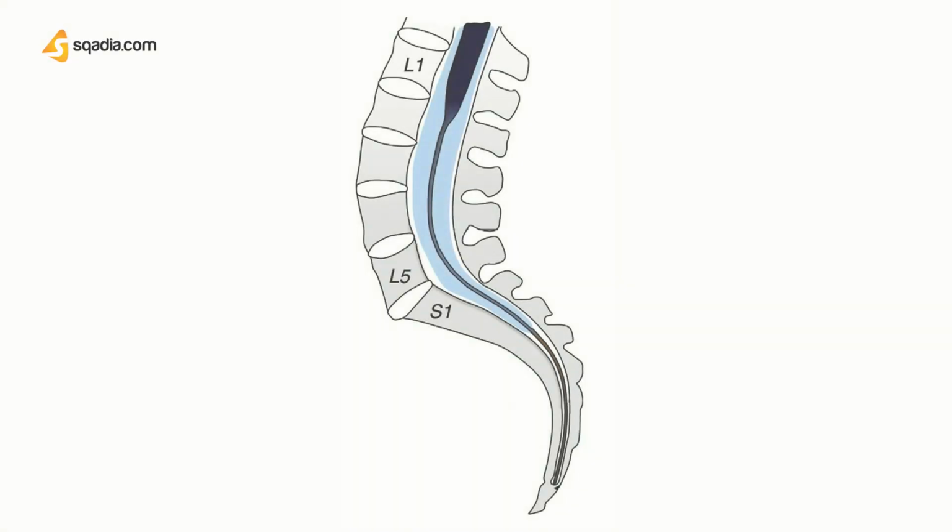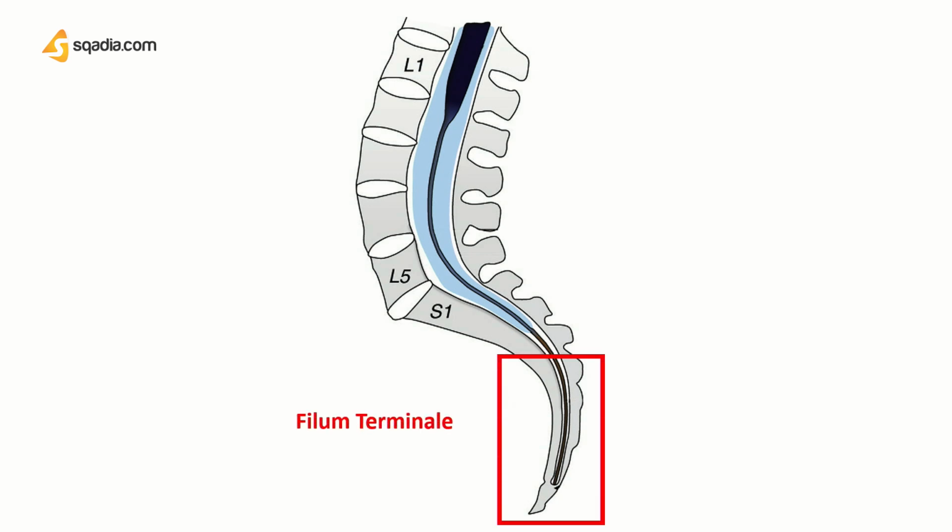Apart from this, the first piece also serves as an anchoring point for the filum terminale, that is basically an extension of the meninges covering the spinal cord. Let's move on to the comparison between a male and a female coccygeal region.